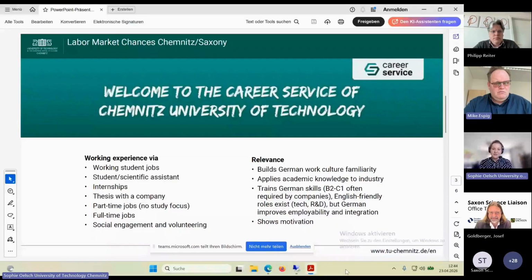So if you gain working experience at the beginning of your study, you get familiar with the German working style, which will be quite different from maybe the working style you know from your home country. So this is important. Also, if you gain experience at the very beginning of your study here in Saxony, it applies academic knowledge to industry. So practical experience.